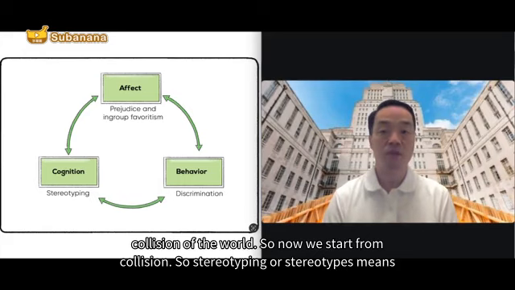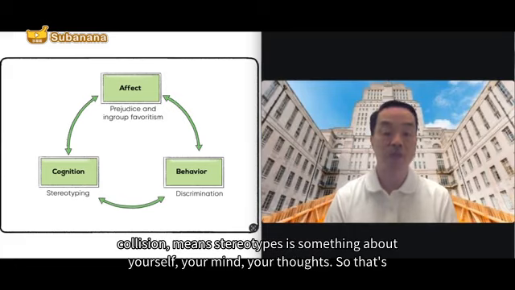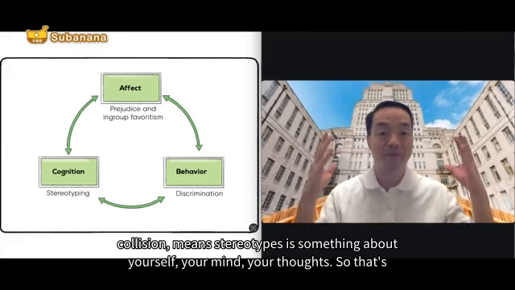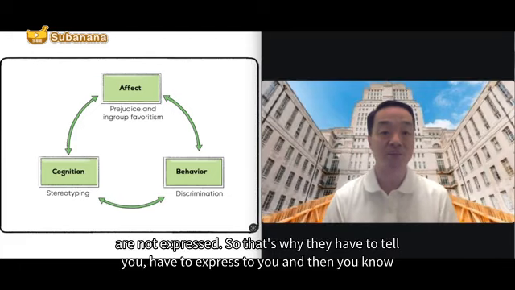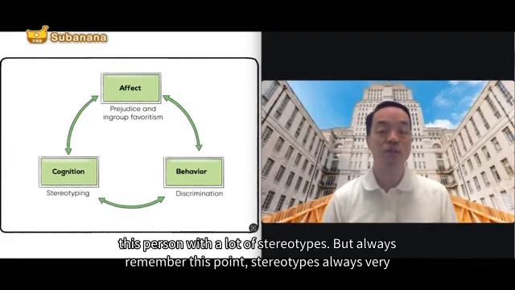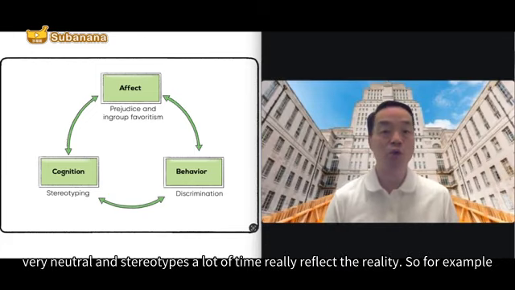Stereotyping or stereotypes means cognition. Stereotypes are something about yourself, your mind, your thoughts. So that's why you can challenge people's stereotypes, you can challenge people's cognition when they are not expressed. They have to express it to you, and then you know, oh, this person has a lot of stereotypes. But always remember this point: stereotypes are always very neutral, and a lot of the time stereotypes really reflect reality.